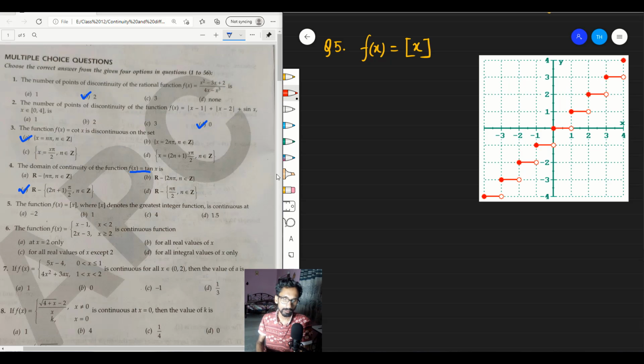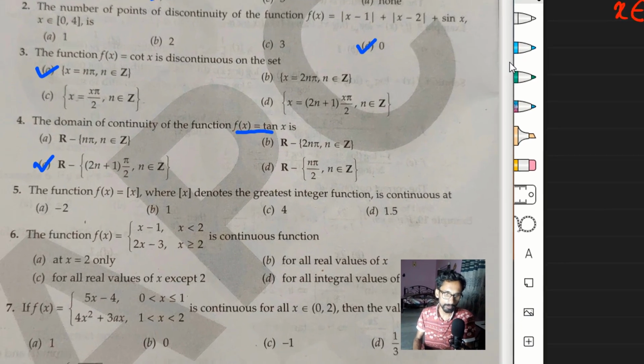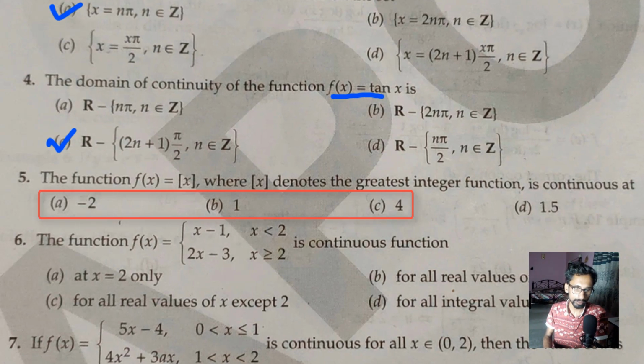In this question, we need to find the value of x out of these 4 options where the function is continuous. So from the graph, we can clearly see that for x belonging to integers, the function is discontinuous. So out of the 4, 3 are integers. So at -2, 1 and 4, the function is discontinuous. Only option D is not an integer.